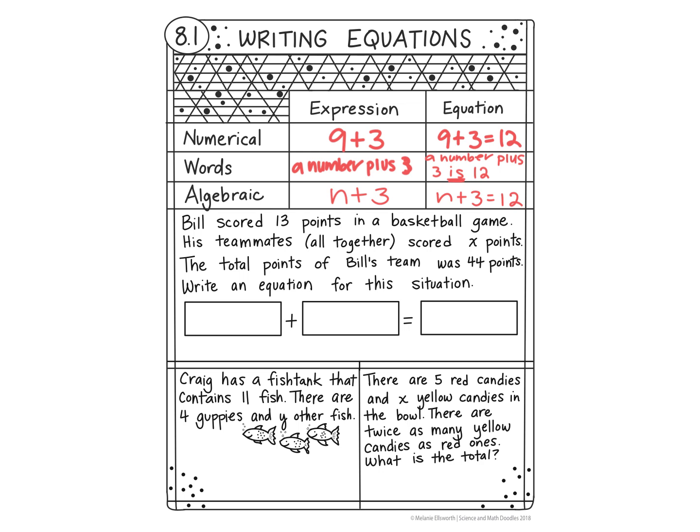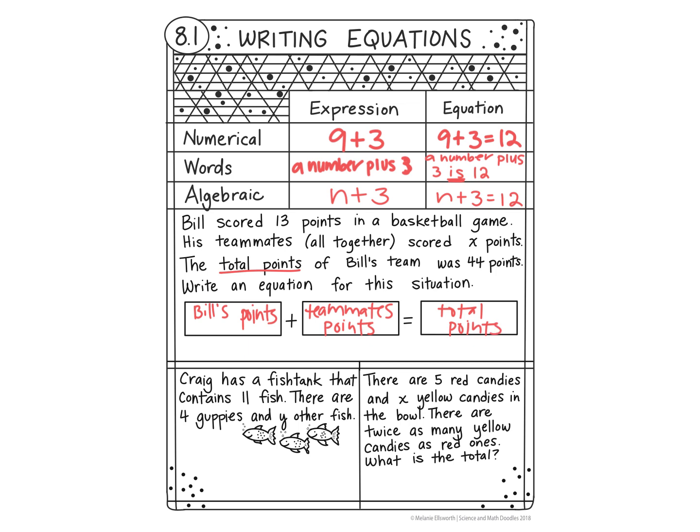Okay, so we have an example. Actually, we have several. Bill scored 13 points in a basketball game. His teammates all together scored X amount of points. The total points of Bill's team was 44 points. Write an equation for this situation. So I am looking at Bill's points. I'm combining Bill's points, what he scored, plus his teammates' points, to equal what? The total points.